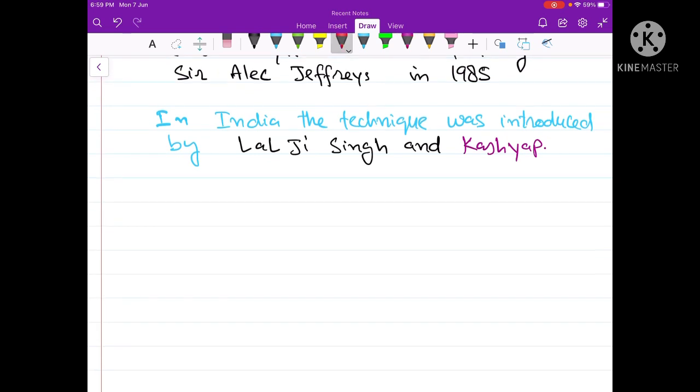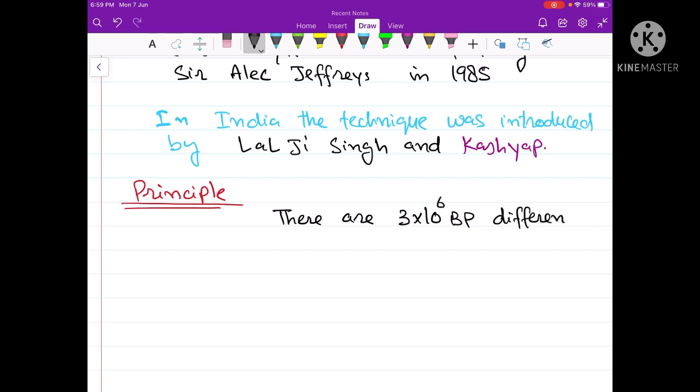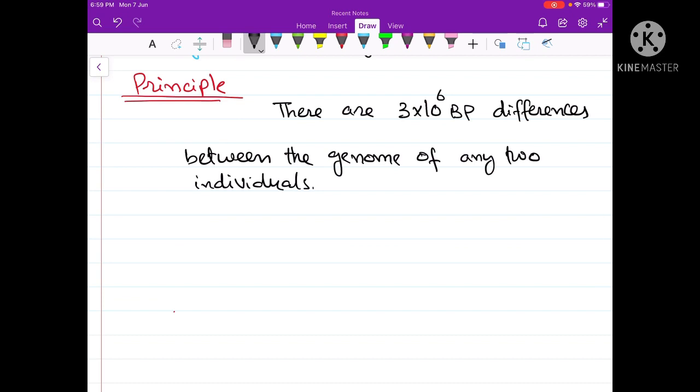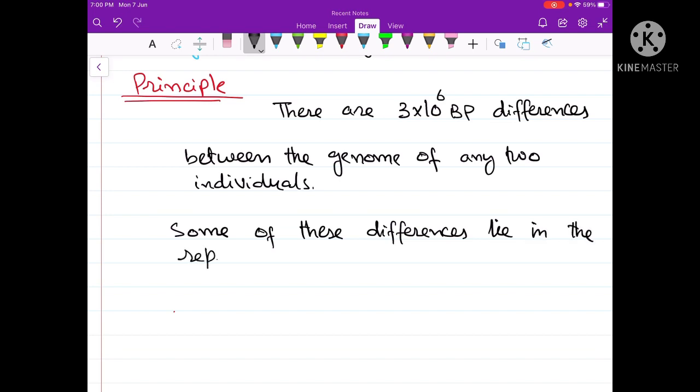Now the principle of DNA fingerprinting is based on the fact that there are some 3 × 10 raised to power 6 base pair differences between the genomes of any two organisms. So if we compare the genomes of any individuals, there will be at least 3 × 10 raised to power 6 base pair differences. Now some of these differences lie in the repetitive DNA.